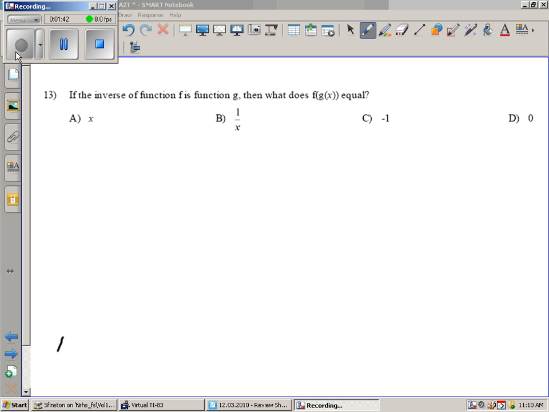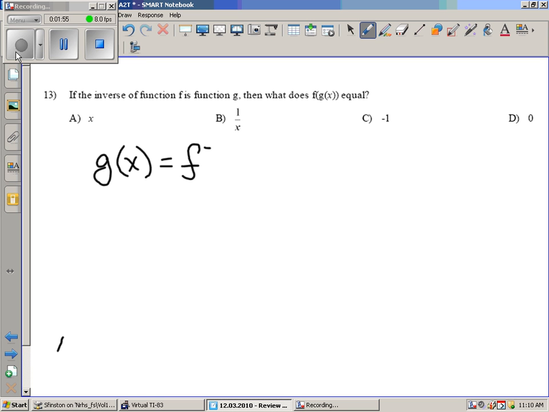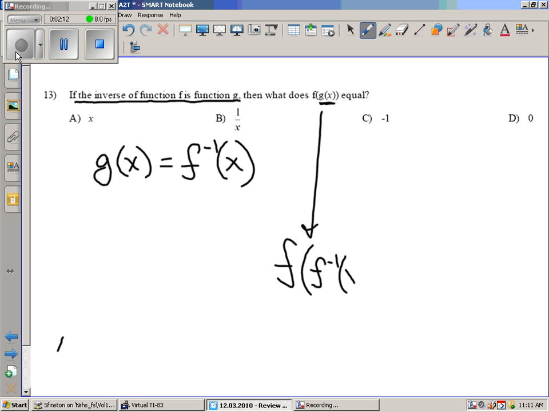Question number 13. If the inverse of function f is function g, then what is f of g of x? In other words, g of x is the same thing as f inverse of x. That's what it's saying. So what happens when you take the inverse and you plug it into the original? In other words, this right here then becomes f of f inverse of x. What happens? You always get the same answer. It's part of that thing I told you to memorize. You always get x.